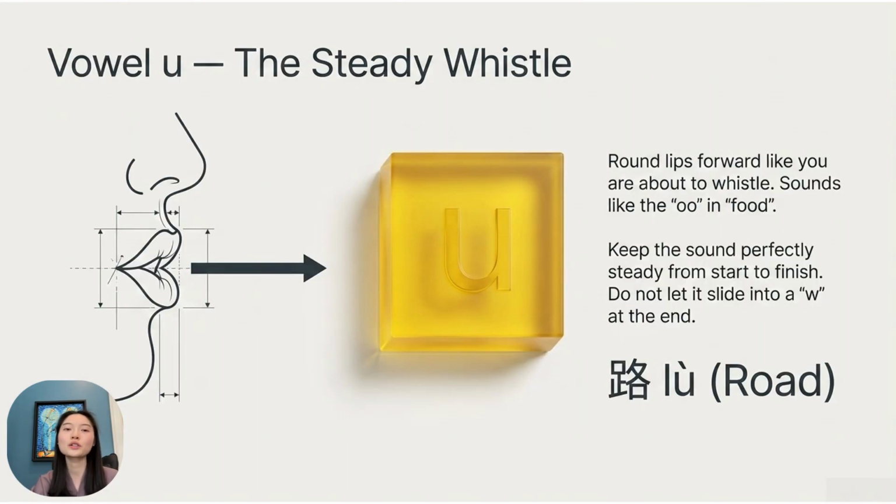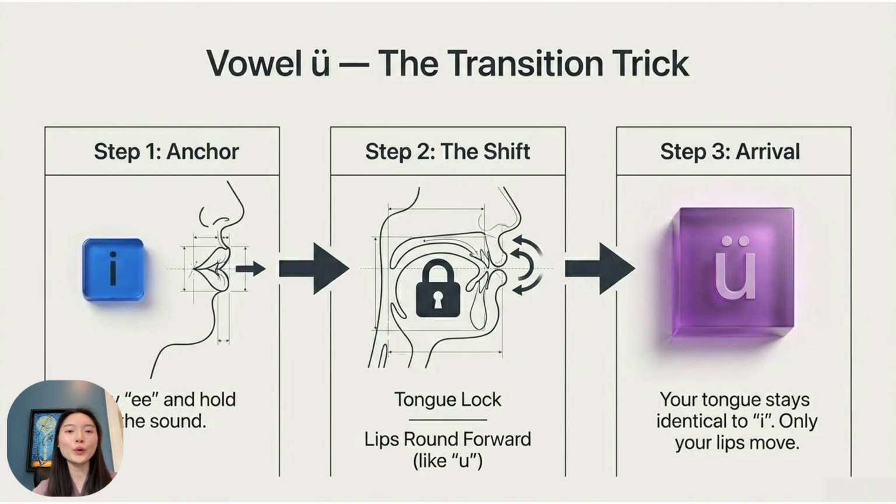Vowel u. Round your lips forward like you are about to whistle, like the oo in food. Keep the sound steady from the start to finish. Don't let it slide into a w sound at the end, the way English oo sometimes does. U like in 路, road. 路.